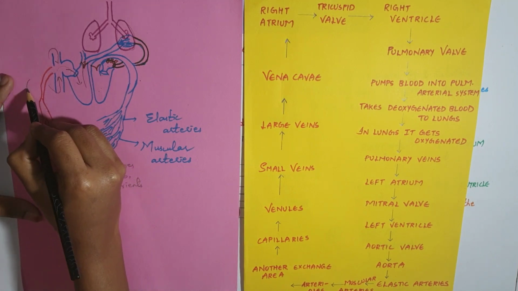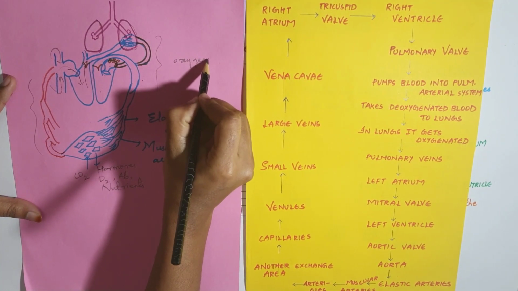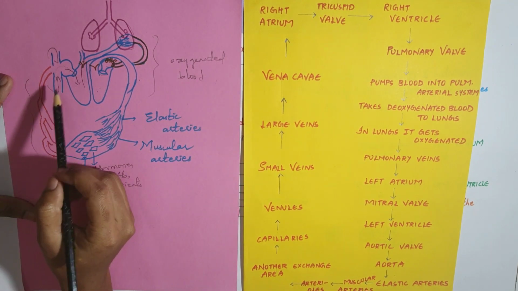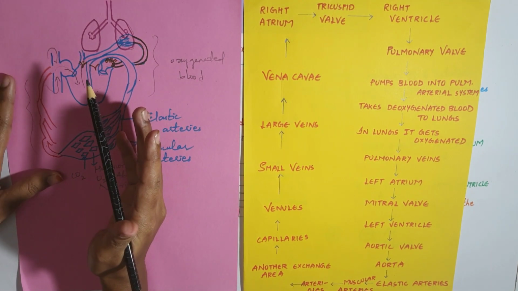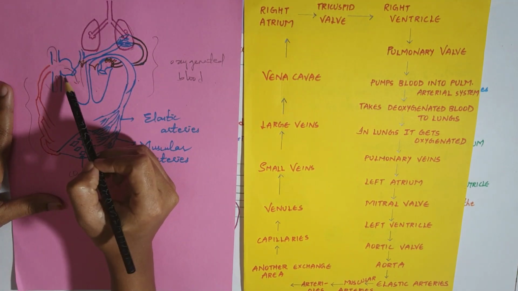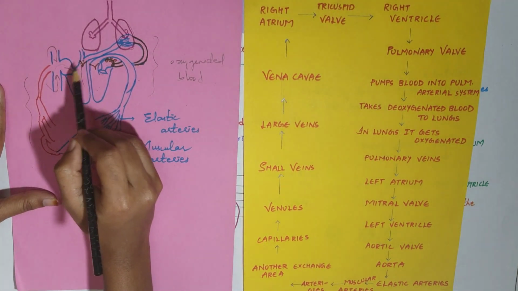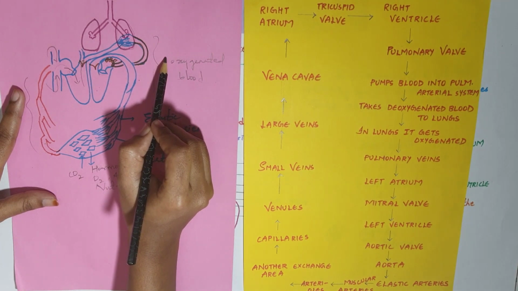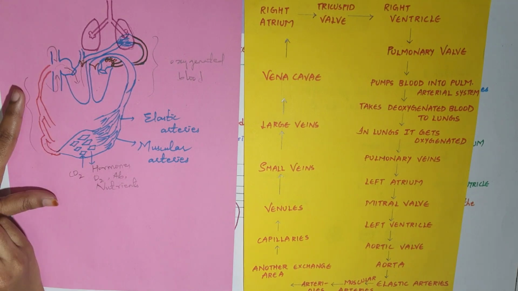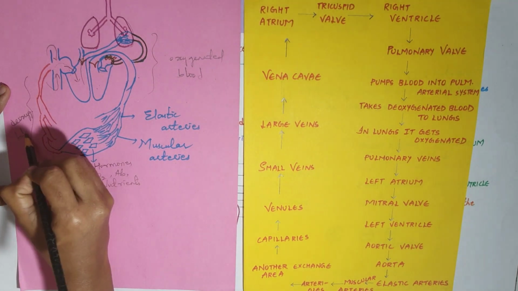So this is the deoxygenated blood. This is oxygenated blood. This is known as pulmonary circulation. The whole circulation can be divided in between right heart and the left heart. The circulation between right heart and the left heart is known as pulmonary circulation. The circulation between left heart to the right heart is known as systemic circulation, as it carries deoxygenated blood.